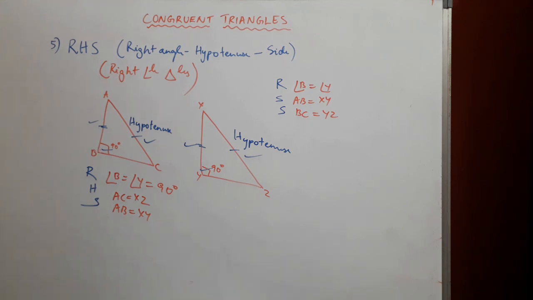Got it? With this we complete the 5 ways in which we can prove two triangles congruent.